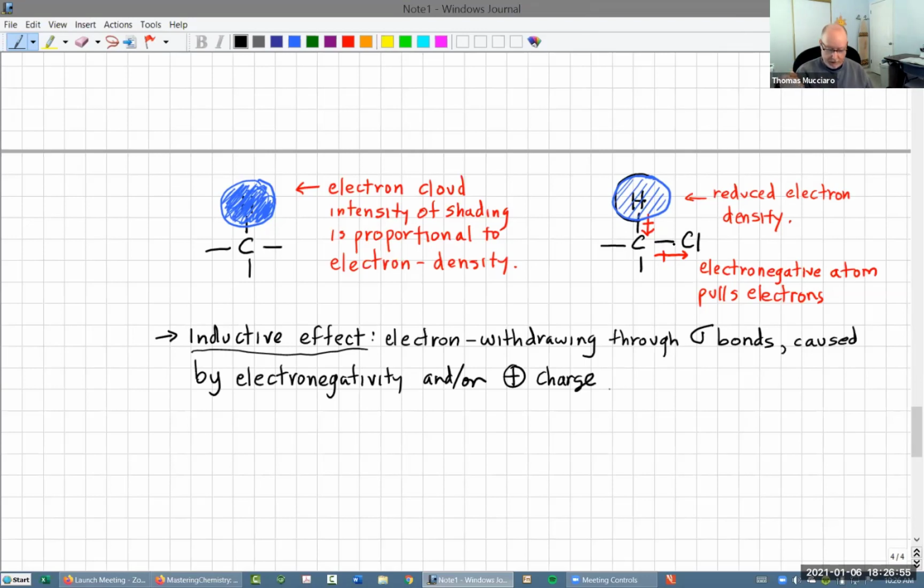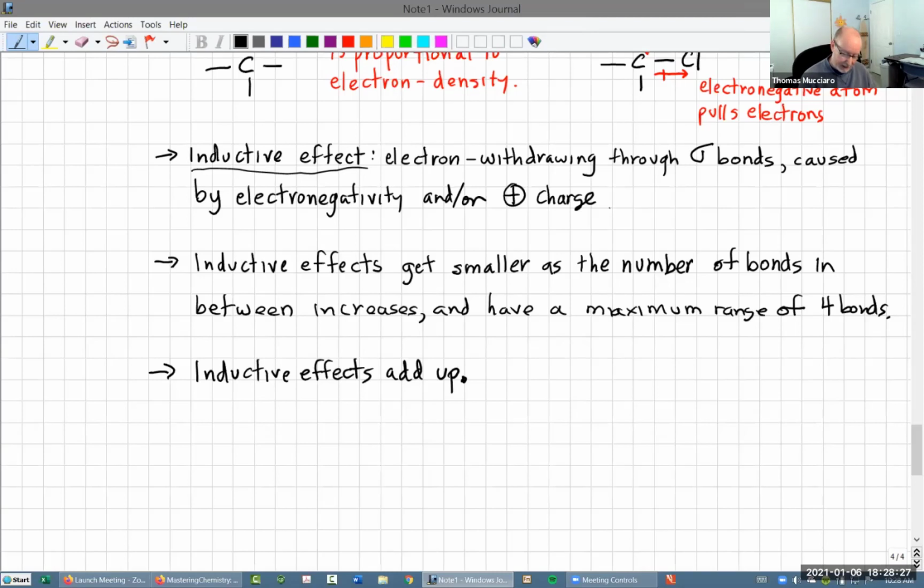The single bond, okay? And it's caused, in this case, by electronegativity. But if I were to put an atom in and put a positive charge on that atom somehow, it would also pull electrons away. But here's the thing. There are two things about inductive effects that you need to understand in order to see how the chemical shift works in the NMR. Once you get these two concepts, the NMR table and everything will make more sense.